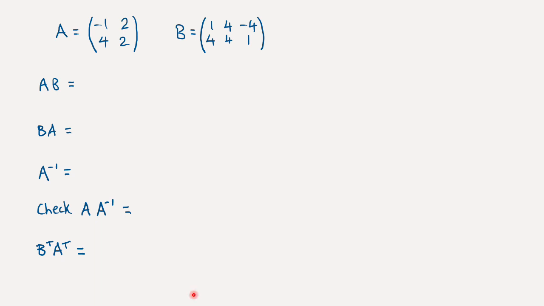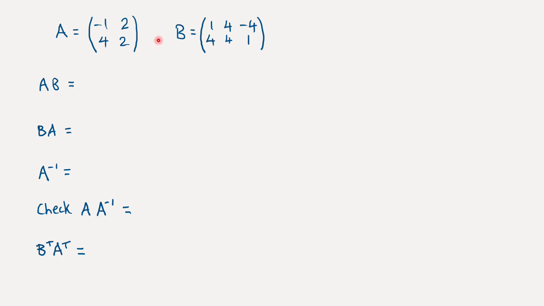Let's suppose that I've got matrix A, which has minus 1, 2 in the first row and 4, 2 in the second row, and matrix B has 1, 4, minus 4 in the first row and 4, 4, 1 in the second row. So matrices A and B are different sizes. But can I calculate this matrix product AB?